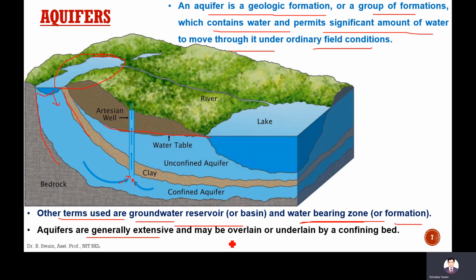Aquifers are generally extensive and may be overlain or underlain by confining beds. So this is also an aquifer, this is also an aquifer. It stores sufficient water.